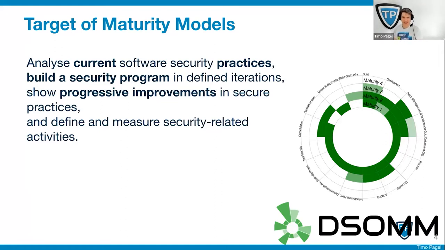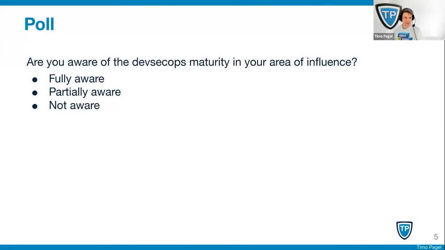I would like you to fill out the poll in the app so that we can figure out how many of you are fully aware of your DevSecOps maturity, how many of you are partially aware, and who is not aware. You will find the poll in the app on the right. Please fill it out. What I mean by area of influence is because depending on your role, your area of influence might be your team or the whole organization, or as an architect, often some teams, or as a product owner, often you have multiple teams. So that's why I say area of influence.